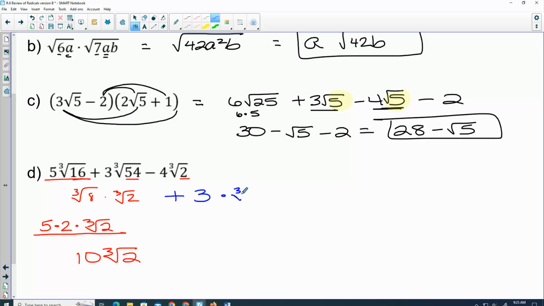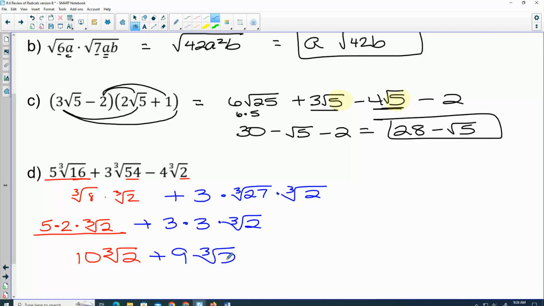Right, if I look at the next term, I had a 3. Cube root of 54, what can we break 54 into? 27 and 2. So this means 3 times the cube root of 27 is 3 times the cube root of 2. 3 times 3 gives me a 9 cube root of 2. So if you have a coefficient when you're breaking down those radicals, it gets multiplied with the coefficient that was already there. 4 cube root of 2, can we break that down at all? No, so that just stays.